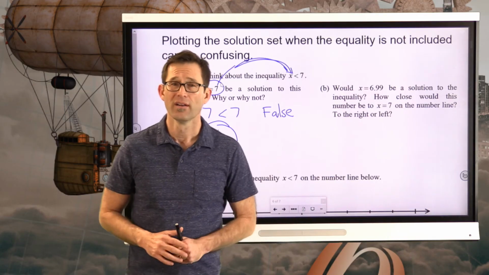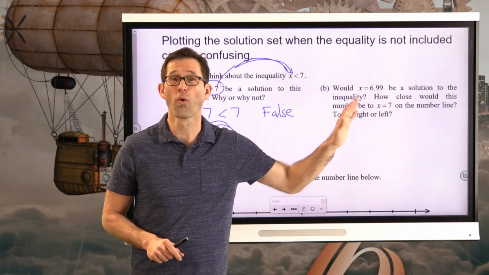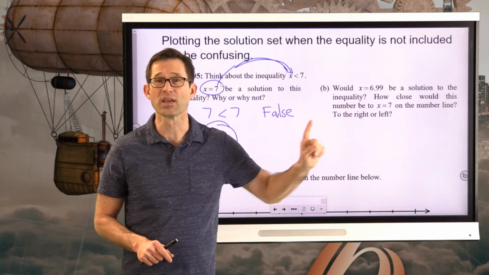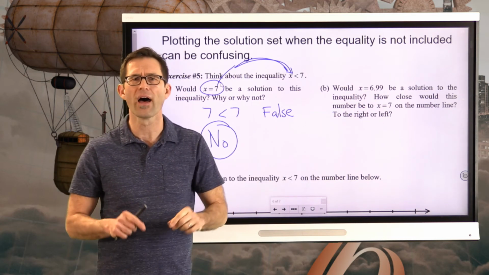All right, so this was a threefer. I asked 3 questions for this entire question. So first thing, would 6.99 be a solution to the inequality? Think about that.